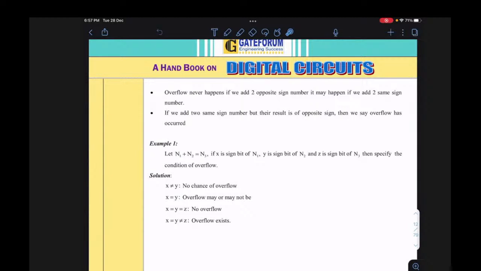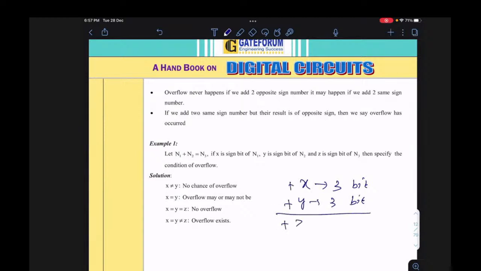What is this overflow actually? Overflow means that for the addition purpose, whatever number of bits you have used is not sufficient. For example, let's say I have a number x. For x, I have used 3 bits. And let's say I have a number y. For y also, I have used 3 bits. Now I'm saying that both x and y are positive numbers.